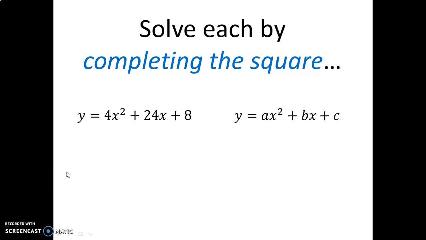Let's begin here. So we've been looking at quadratic equations. Here's one written in standard form, where we have the general parameters a, b, and c. All right, we're going to solve each of these by completing the square to see what happens.